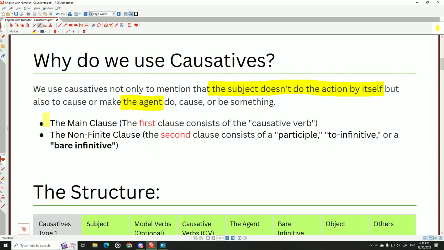So, in causatives, we have two clauses. The main clause, which is the first, consists of the causative verb, or CV. And the non-finite clause, the second one, consists of either a participle, a to-infinitive, or a bare infinitive.